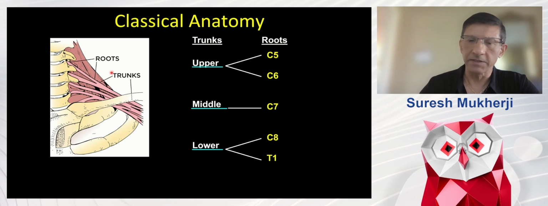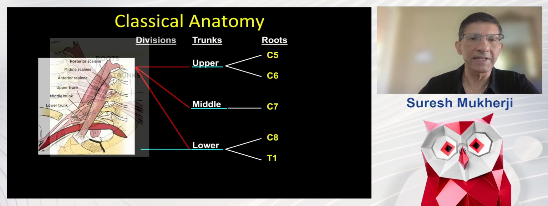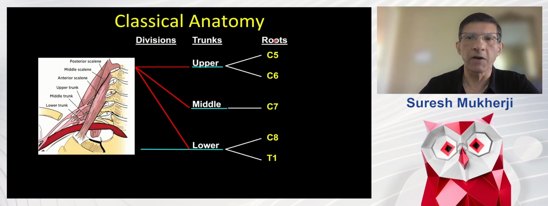Now, what do our trunks like to do? Well, they like to drink. And what does the D stand for? Well, the D stands for the divisions. So we go from our roots, the trunks, to the divisions. And on this schematic illustration, we were at our trunks, and now we're going to the various divisions.